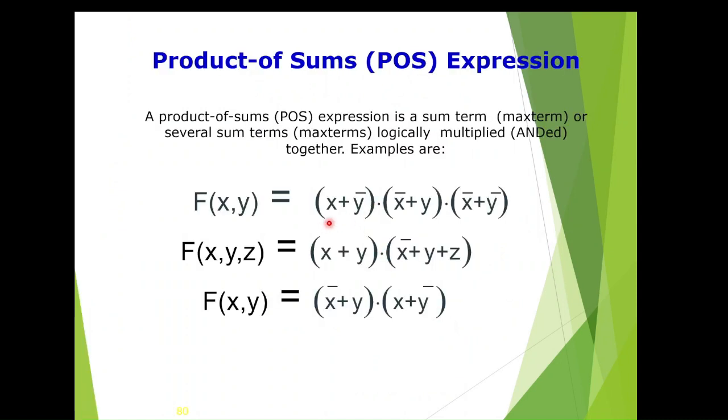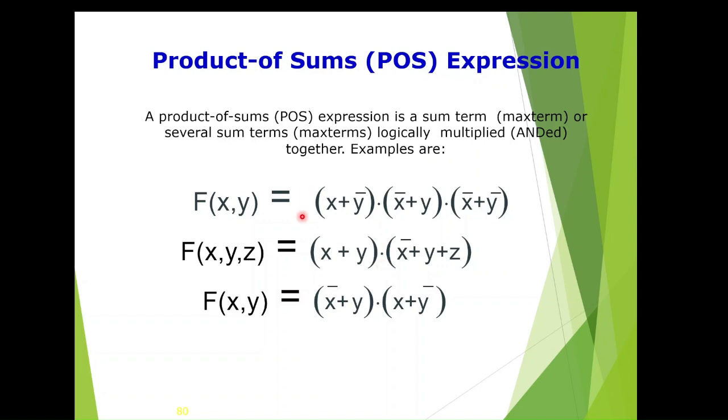These are another few examples for product of sum: x plus y dash, x bar plus y, x bar plus y bar. That is, this is one sum term, this is one sum term, this is one sum term. Just multiplying all the three. We are taking dot.